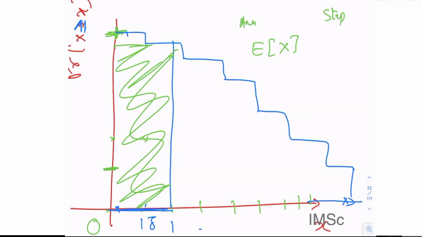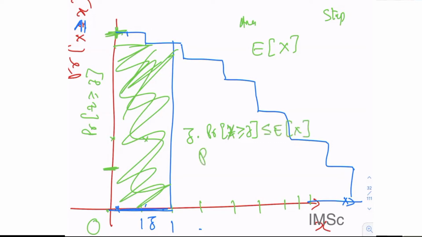Now, let's try to understand what this area is. This area is nothing but Z times the probability that X is greater than or equal to Z. But what I know is that this is less than the total area, which is the expectation of X. So the probability that X is greater than or equal to Z is less than or equal to the expectation of X divided by Z. Get my point? Any question?